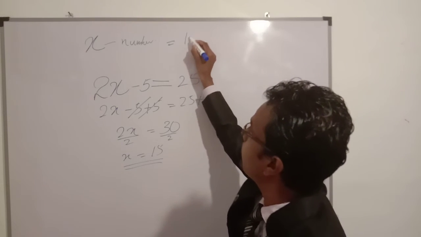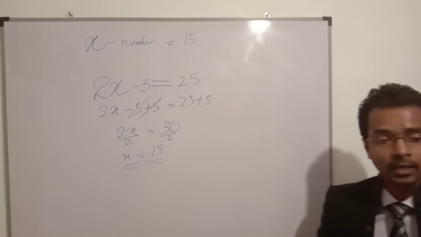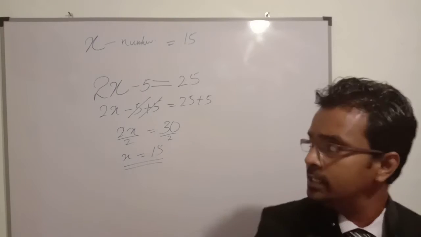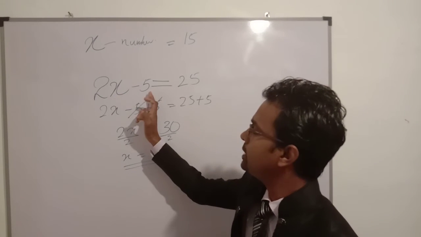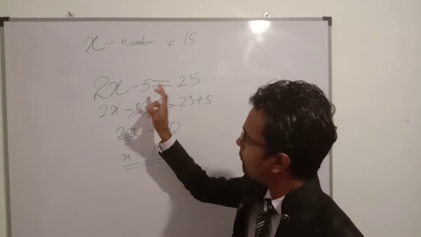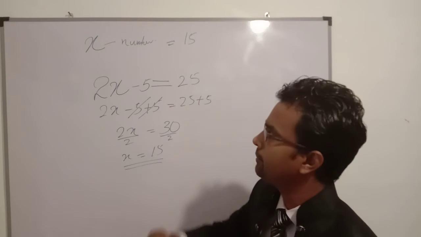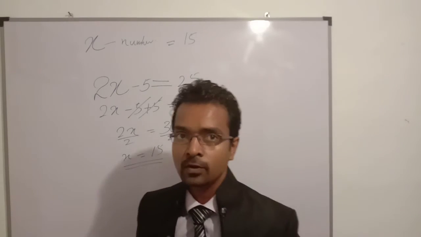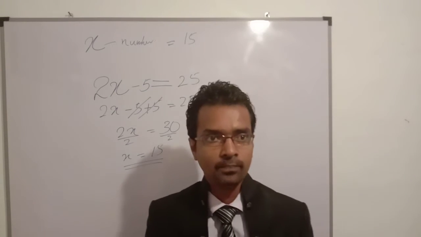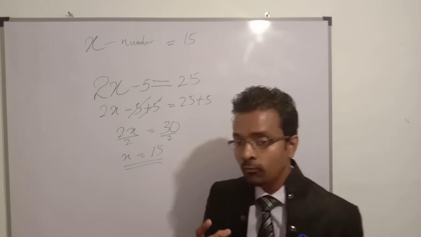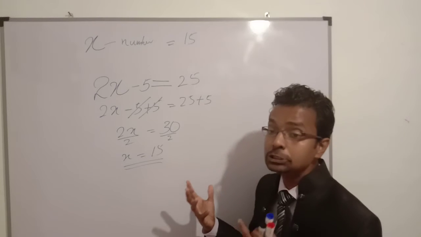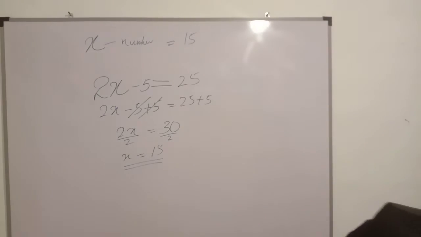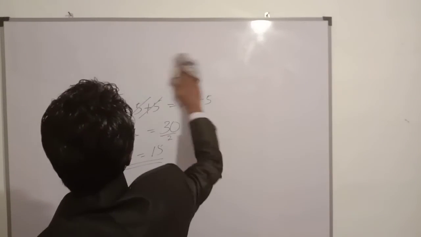So the number is 15. Again I'll explain this problem. The description is like this: when 5 is subtracted from twice a number, the answer is 25. We constructed this equation from that description. First you decide what the unknown term is. After that, with the given description, you construct the equation. Let's see another one. This is not hard, very simple.